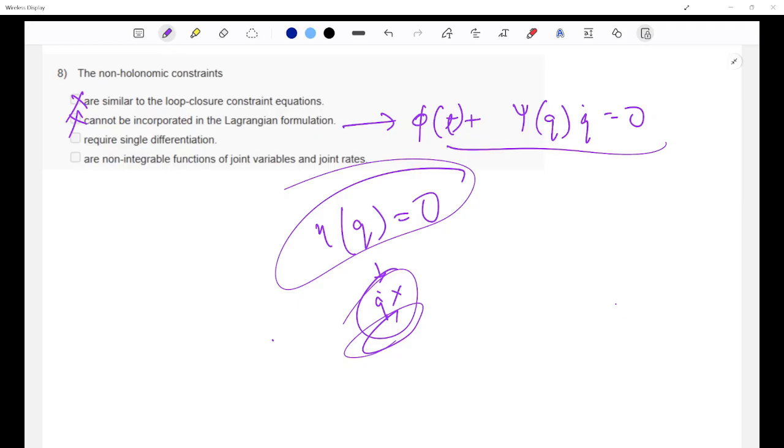So for non-holonomic constraint, the constraint already appears in the velocity form. Thus, only one differentiation is required to obtain the acceleration relation. So this is correct. The fourth option is they are non-integrable function of joint variables and joint rates. That is actually the definition of non-holonomic constraints, right? We already saw.